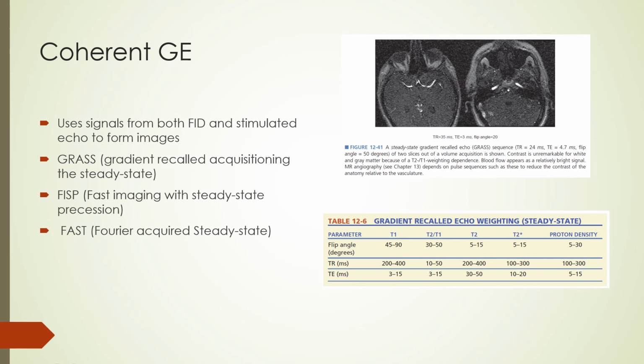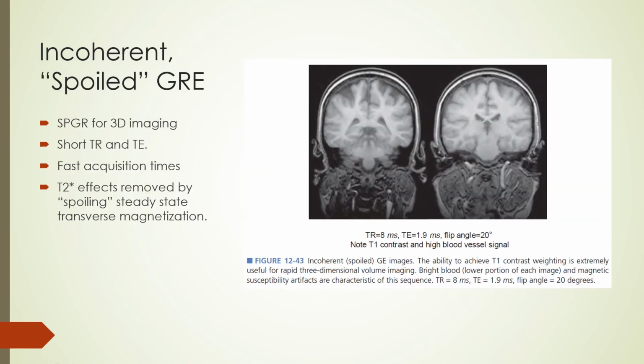Coherent gradient echo uses two signals to produce the image. Contrast in coherent gradient echo depends on the ratios of T2 to T1 weighting or ratios of T2 star to T1. Examples of coherent gradient echo are the GRASS, FISP, and FAST pulse sequences. In certain applications, such as in MR angiography, GRASS pulse sequences are used to produce bright blood signals as shown on the top image. Spoiled transverse magnetization gradient recalled echo, or SPGR, is often used in three-dimensional volume acquisitions because of the extremely short acquisition times.